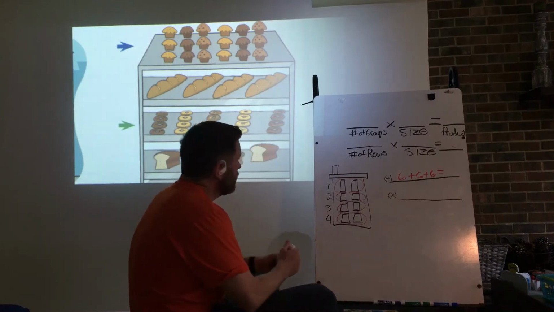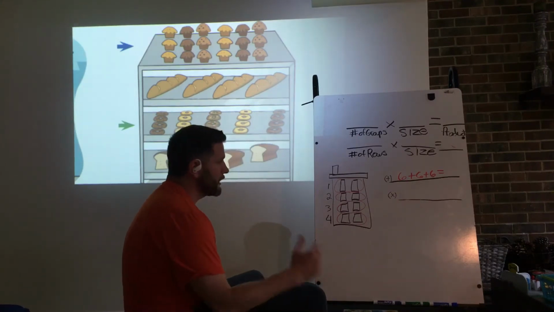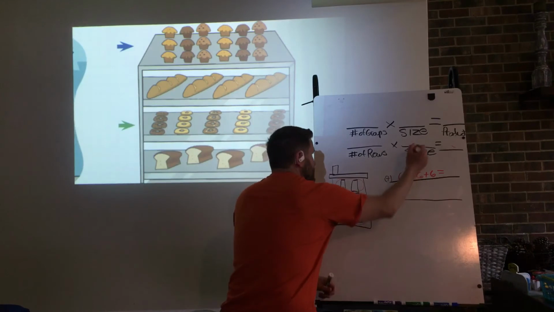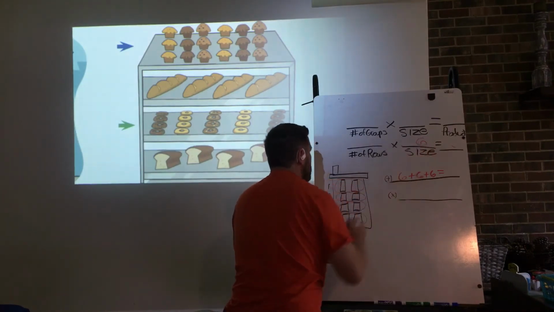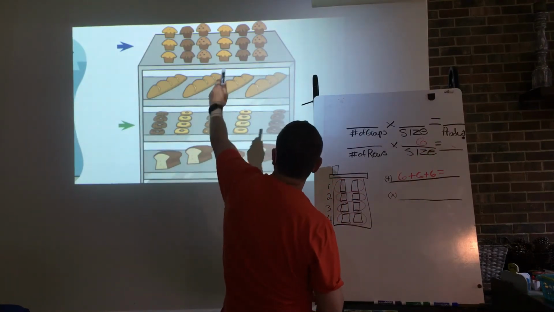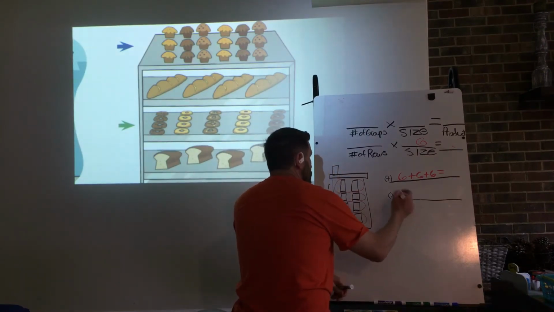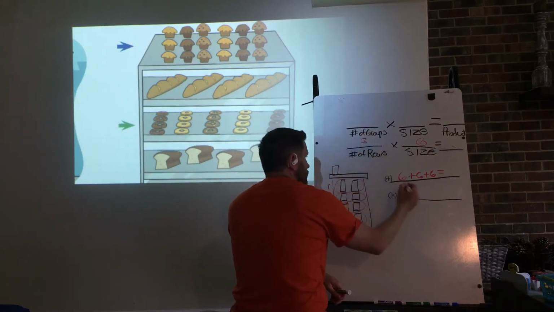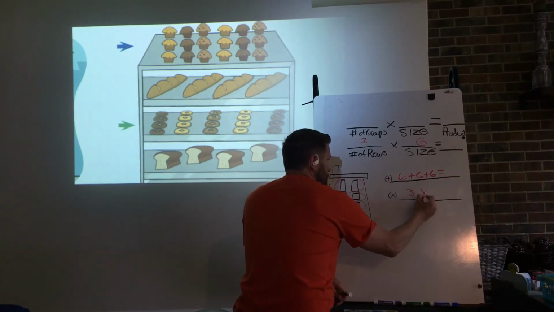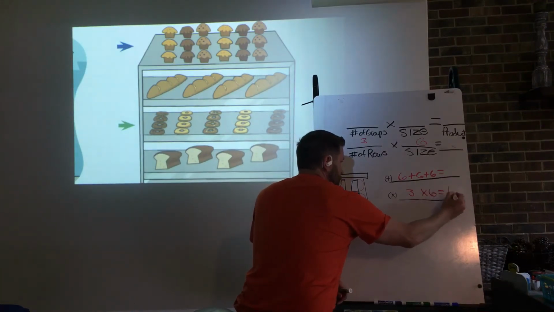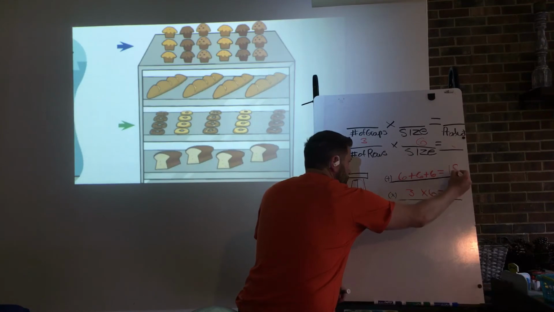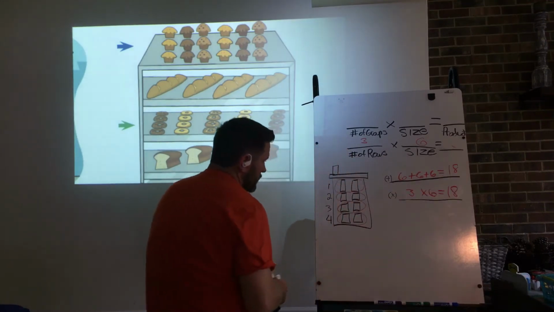Secondly, now we want to build our multiplication. So we know the size of our row is 6. How many rows do I have? 1, 2, and 3. I have 3 rows. So 3 rows, 3 times 6 is 18. That's what we're looking to do there.